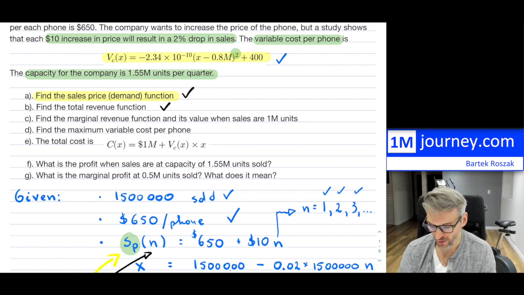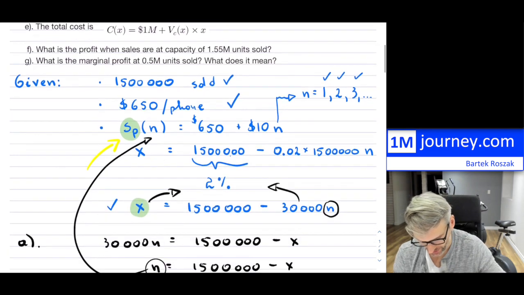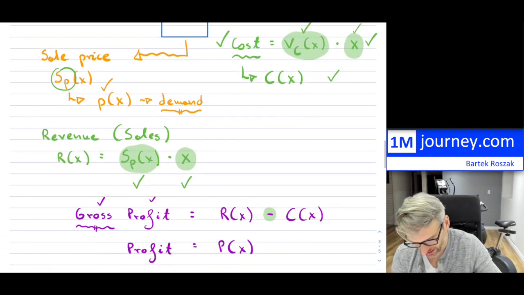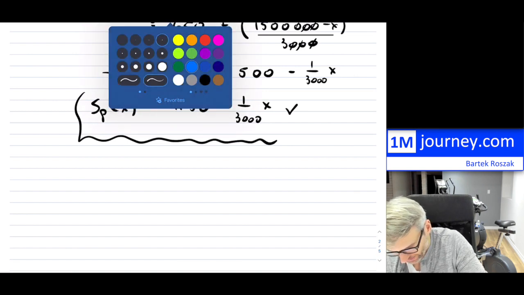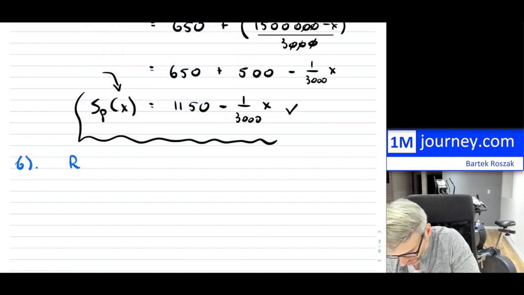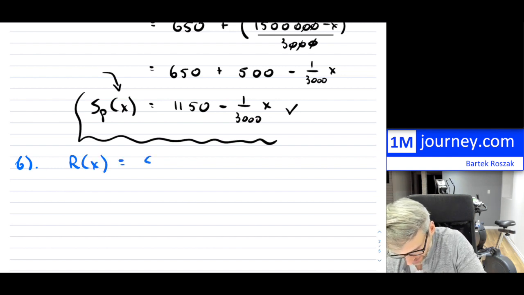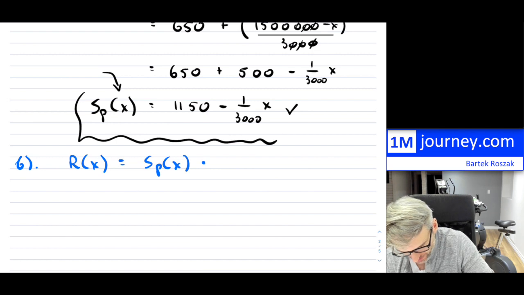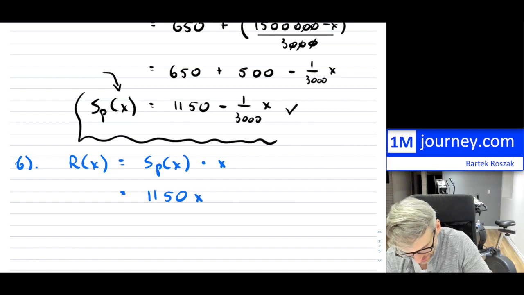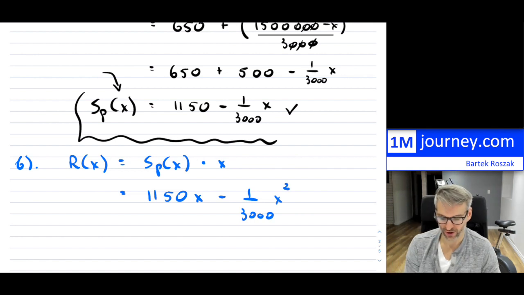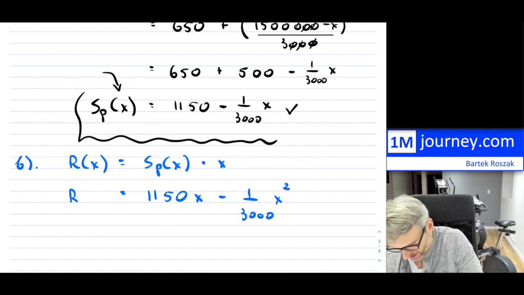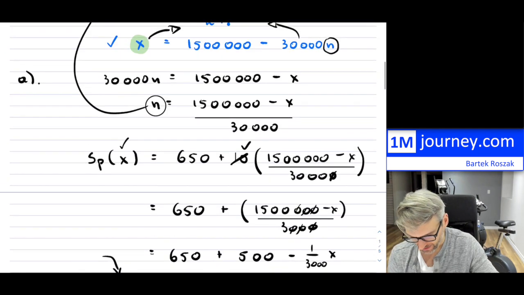Find the total revenue function. If you recall, it is simply this right here. So for part B, my revenue function is nothing else but this multiplied by x. If I do that, this is going to be 1150x minus 1 over 3000 x squared. So this is now a quadratic function. That's going to be my revenue. All right, now let's see what else.